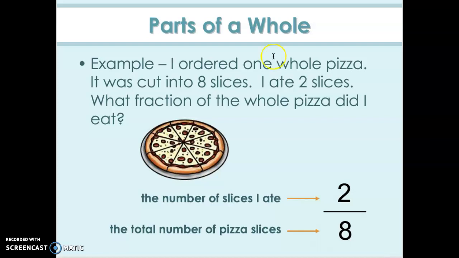Here's another example. I ordered 1 whole pizza. It was cut into 8 slices. I ate 2 slices. What fraction of the whole pizza did I eat? First we're going to figure out the total number. How many pizza slices did he cut? There were 8 that he cut. And how many pieces did he eat? It says he ate 2 slices. So that would be your numerator, the top number. So you would have 2/8. The 8 is the total number, and the 2 is how many slices he ate.